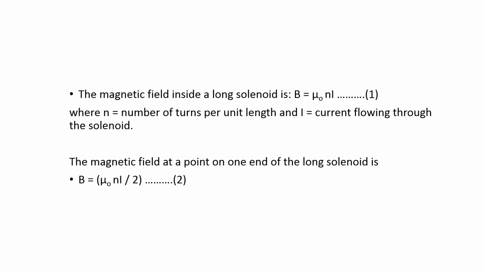The magnetic field inside a long solenoid can be written as B is equal to mu 0 n I, where n is the number of turns per unit length and I is the current flowing through the solenoid. The magnetic field at a point at one end of the solenoid can be written as mu 0 n I by 2. So we have talked about the solenoid and its applications in this lecture.